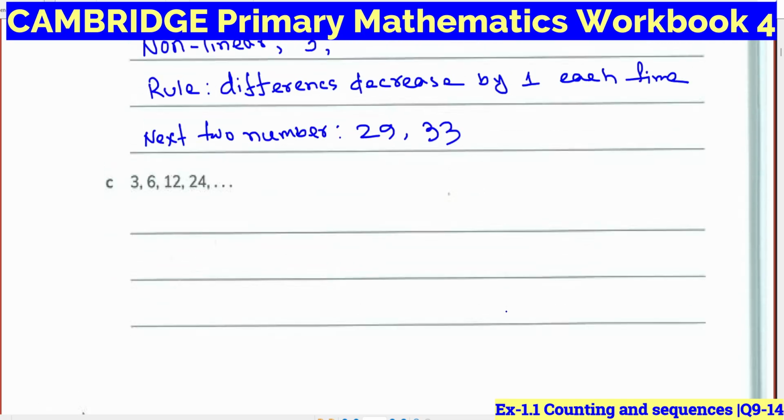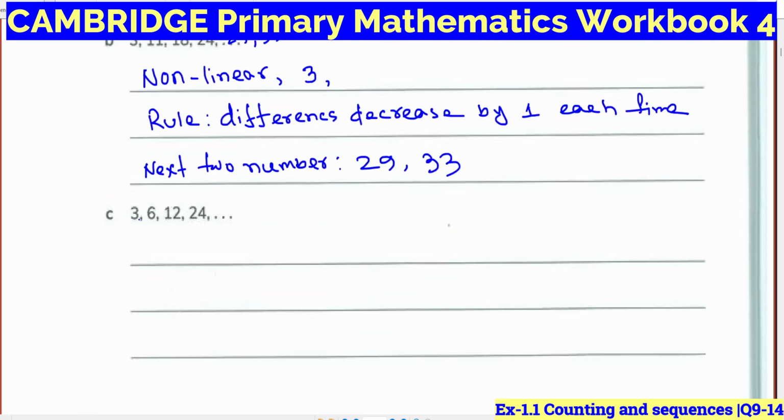Next, number C. Here is 3, 6, it means adding 3. 6, 12, it means adding 6. And then 12, 24, it means adding 12. So first, this one is non-linear. Okay? Non-linear. It means it's not constant.